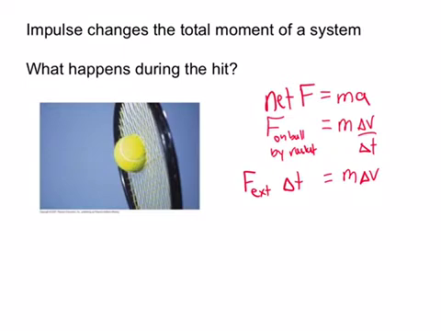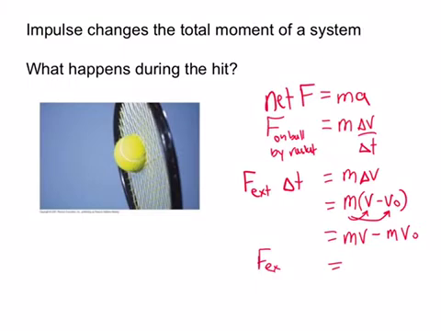On the right-hand side, if I open up my velocity, I have v final minus v initial. And then if I distribute this m to both terms inside of the parentheses, we have mass times velocity final minus mass times velocity initial. I can rewrite this as just the external force times the time that it was applied for, which for a tennis racket hitting a tennis ball is very fast, is equal to the final momentum minus the initial momentum.